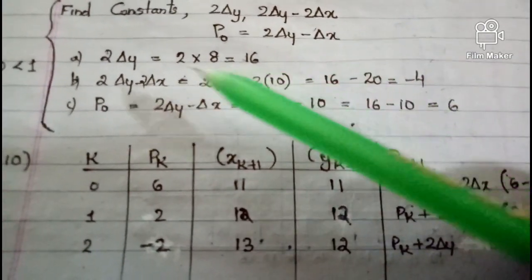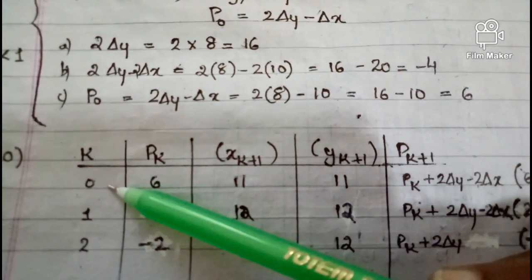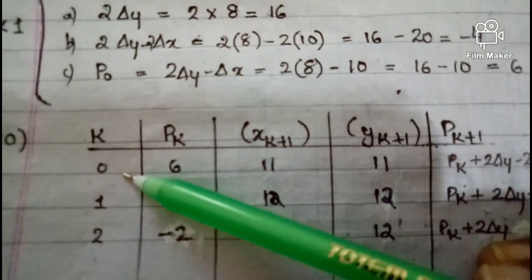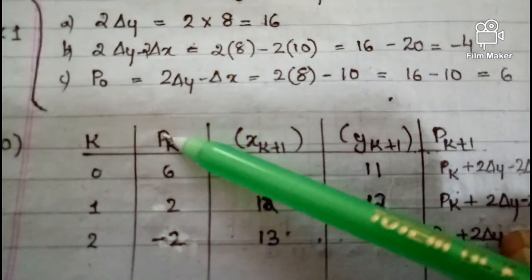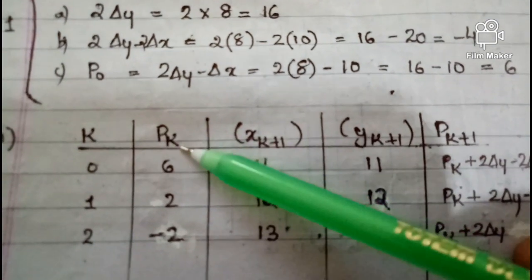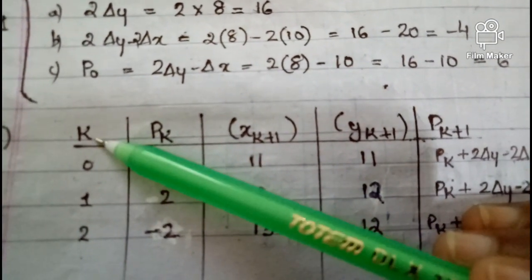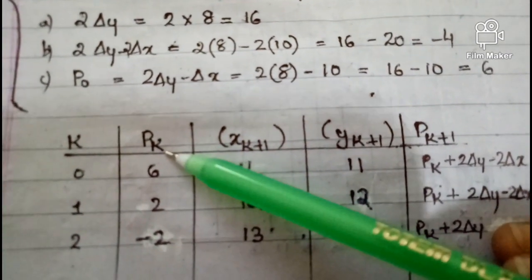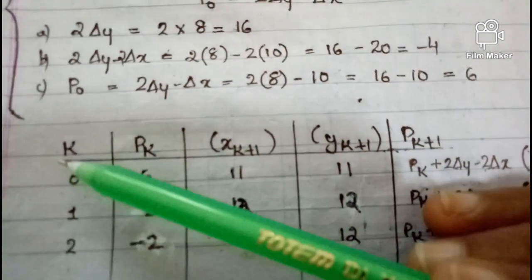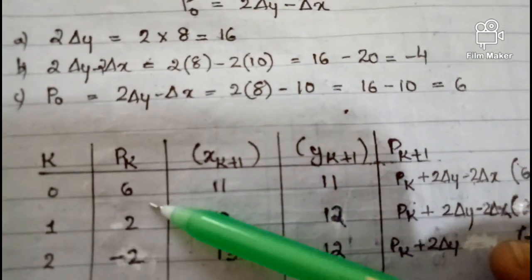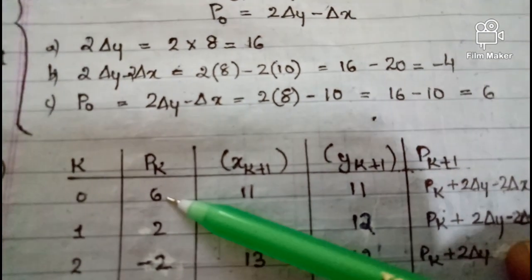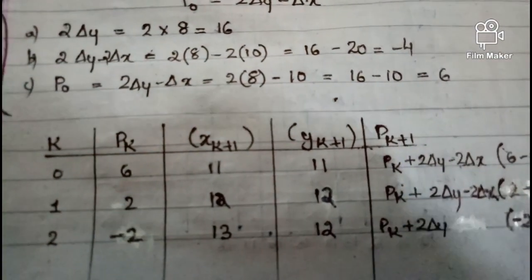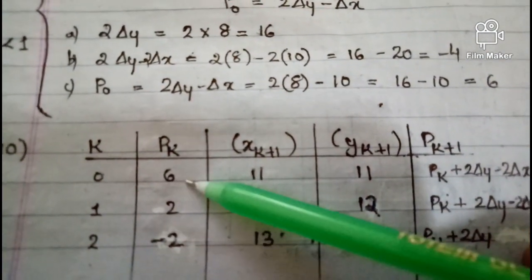But how? The algorithm says begin the value of k from 0. So in the first row, you will write the value of k as 0. When k is 0, pk means p0. So in the first row, you write k as 0 and pk as p0, which is computed as 6.